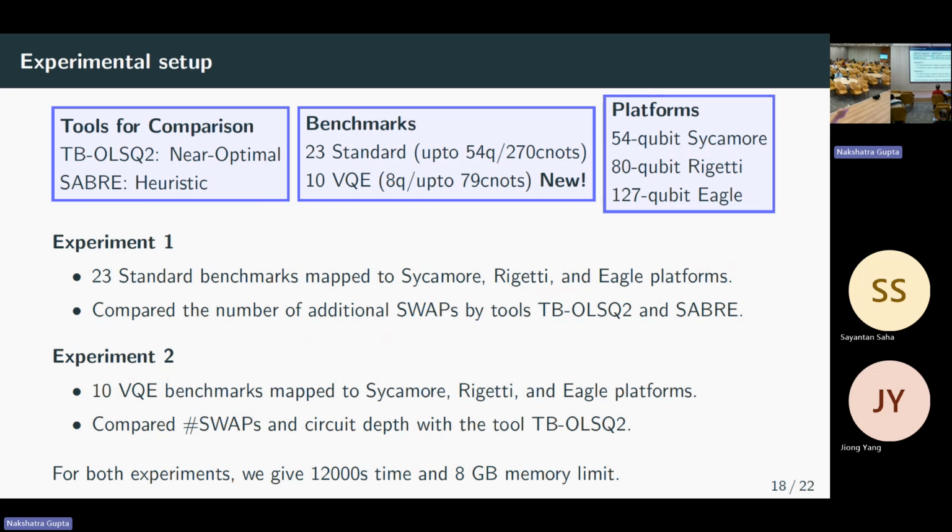And for mapping, we considered 3 platforms: 54-qubit Sycamore by Google, 80-qubit Rigetti, and 127-qubit Eagle from IBM. For the first experiment, we mapped the standard benchmarks to the 3 platforms, and here we compared the additional swaps by TB-OLSQ2 and Sabre. In the second experiment, we mapped the VQE benchmarks to the 3 platforms and compared the swaps and depth to TB-OLSQ2. For each instance, we give 12,000 seconds and 8 GB. We use a single core. We give this high timeout just to see how we scale and how our competitors scale.